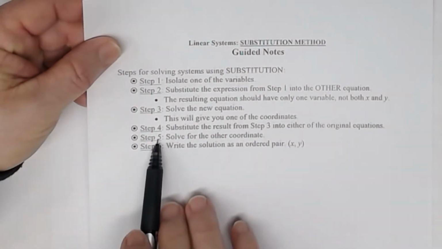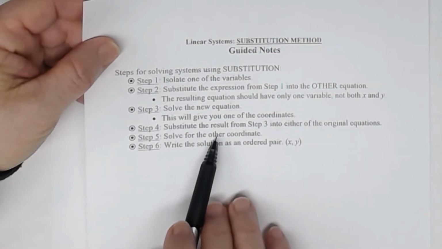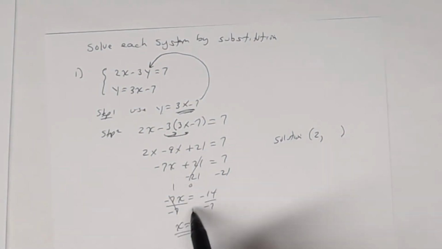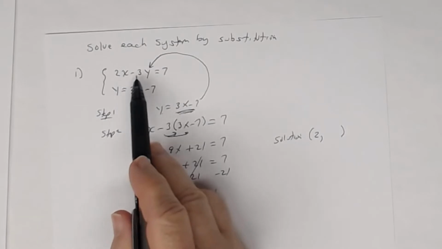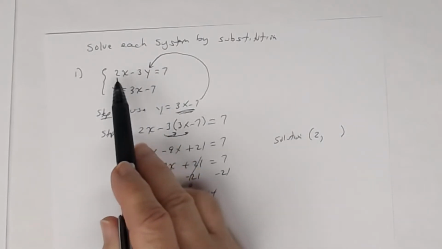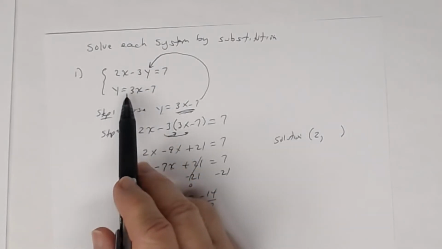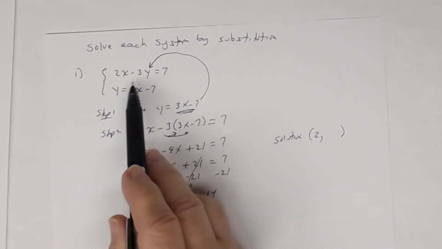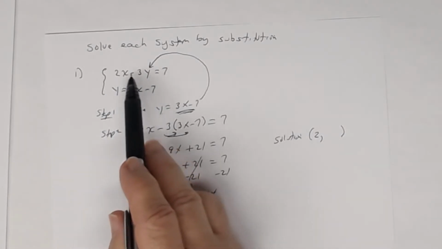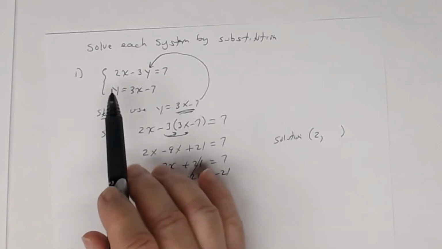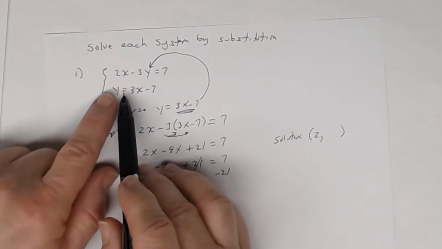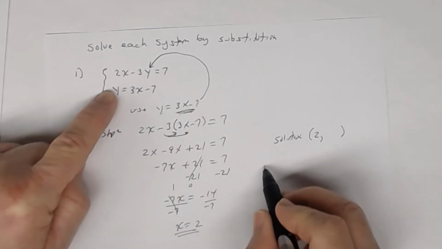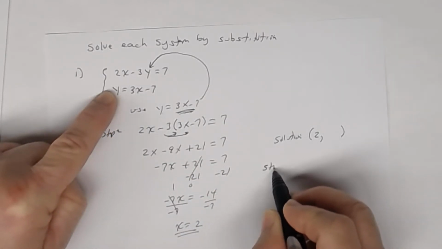So then step 5 is solve for the other coordinate. All right, so to solve for the other coordinate, since I know x, I can go back to any of these equations here and solve for y. I'm going to go back to this one because this is the one that's easier to deal with, right? It doesn't matter. You can go to this one or this one. I'll show you it doesn't matter. But this is the easy one because y is already by itself. So this is going to be step 5, I guess.